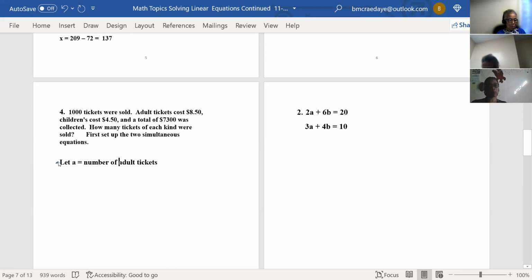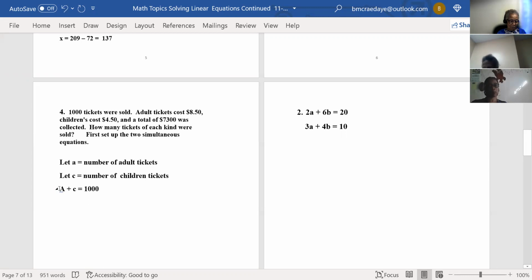C. Okay, so C was the children tickets. And then what was one of your equations? Then I write A plus C equals 1,000 tickets, right? That's how I do mine. Okay, that's right. 1,000 tickets were sold. So you had A plus C equal 1,000. Okay, so far you're doing great.